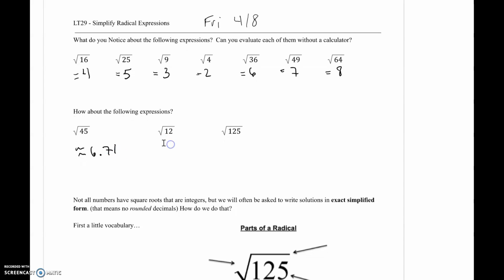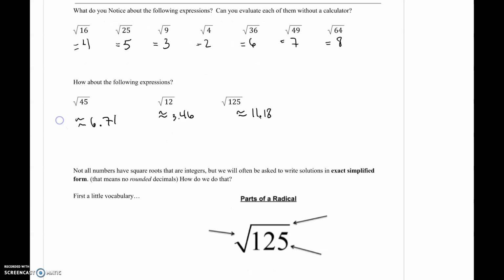If you type in the square root of 12 in your calculator, you get approximately 3.46. And if you type in square root of 125, we get about 11.18. We're not going to be rounding square roots today. We're going to be asked to give our answers in exact simplified form. That means no rounded decimals. So we're going to figure out how to do that.